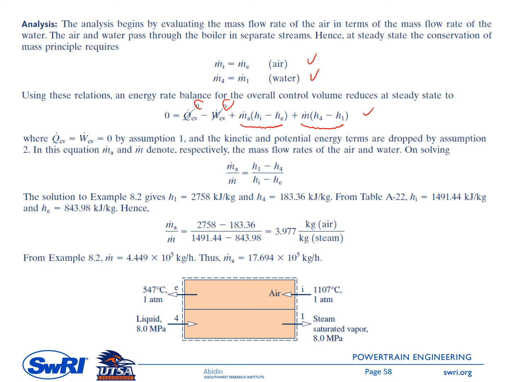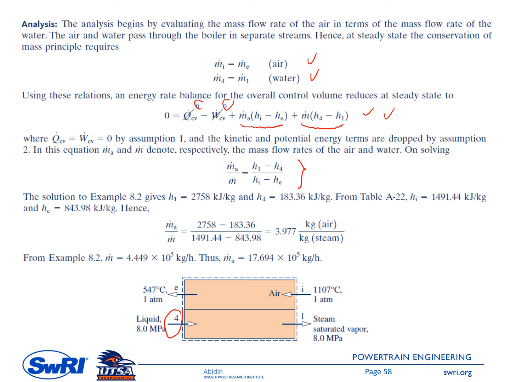Okay, and then we can modify this formula to get this one, that the ratio of the gaseous mass flow to the water mass flow equals (h1 minus h4) over (hi minus he). So hi here is the inflow enthalpy of the gaseous stream, he is the outflow enthalpy of the gaseous stream. Okay, and then h1 is the outflow enthalpy of the water stream, and h4 is the inflow enthalpy of the water stream.